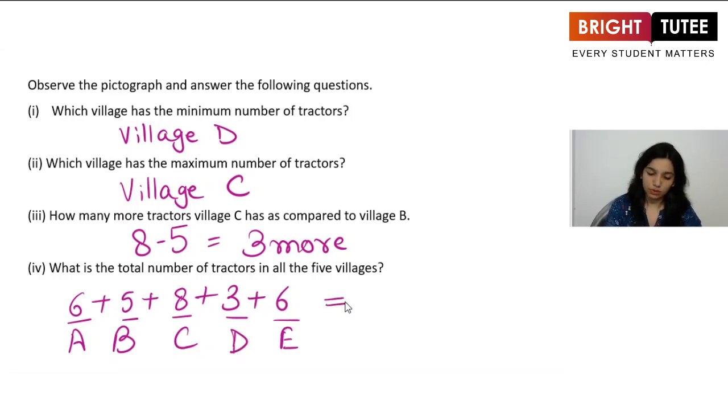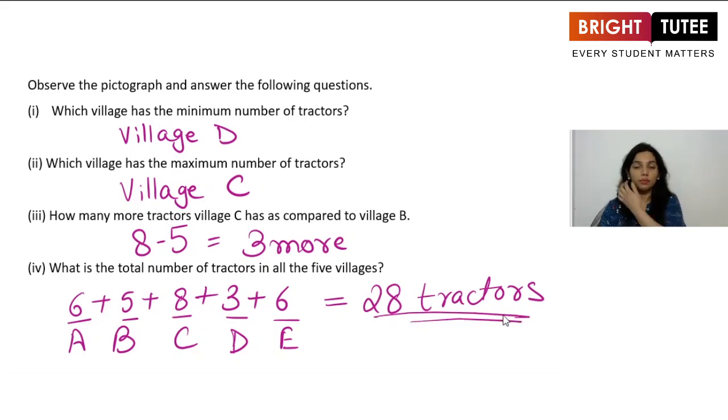So let us find what is the total. So 6 plus 5 is 11. 11 plus 8 is 19. 19 plus 3 is 22. 22 plus 6 is 28. So total we have got 28 tractors. Okay, I hope this is clear how we have calculated the total number of tractors in all the villages.